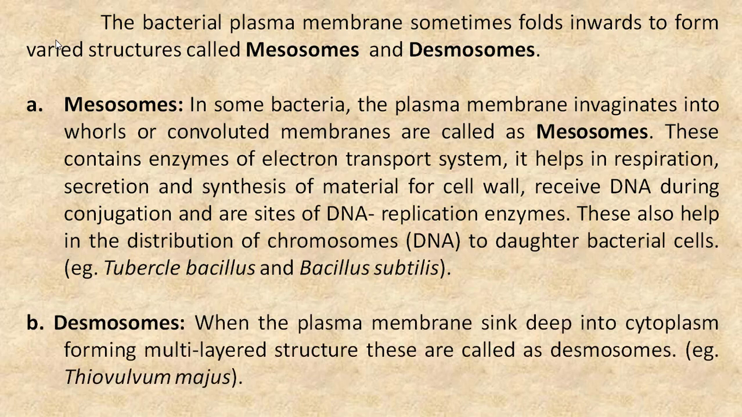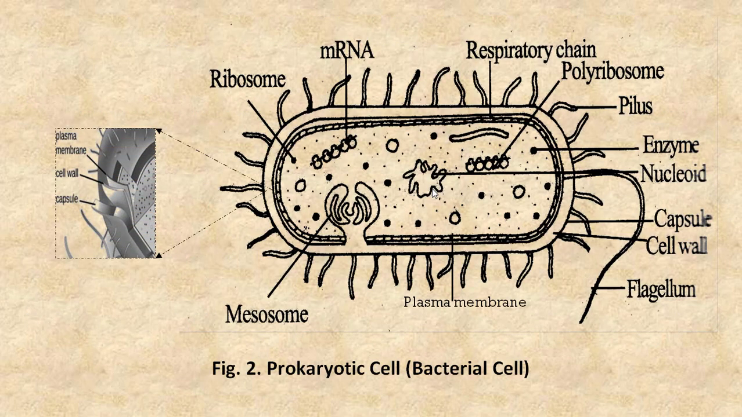Desmosomes. When the plasma membrane sinks deep into cytoplasm forming multi-layered structure, these are called desmosomes. Example, Thiovulum majus. This is a typical diagram of prokaryotic cell, that is bacterial cell. The cell envelope consists of capsule, cell wall and plasma membrane. Here you can see the plasma membrane has convoluted inside to form mesosome. The plasma membrane also has various respiratory enzymes.